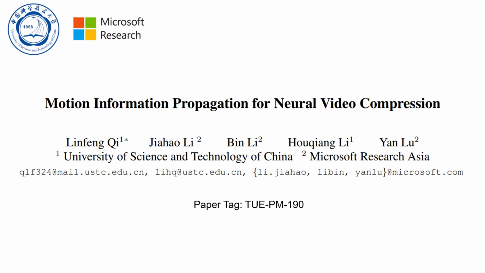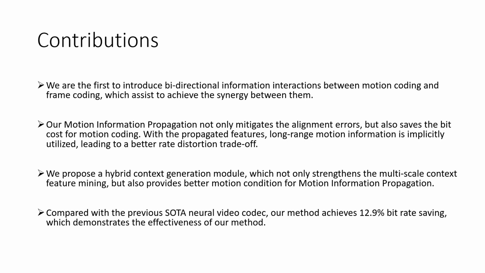I would like to introduce our work of motion information propagation for neural video compression. The contributions of our work can be summarized as follows. We are the first to introduce bidirectional information interactions between motion coding and frame coding, which assist to achieve the synergy between them. Our motion information propagation not only mitigates the alignment errors, but also saves the bit cost for motion coding. With the propagated features, long-range motion information is implicitly utilized, leading to a better rate distortion trade-off.